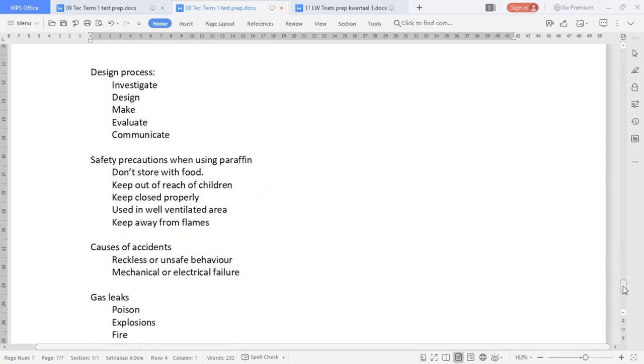Let's have a look at the design process. So the design process, for a lot of you, it's something that you're learning in technology, you learn it off by heart, and it means absolutely nothing to you. But the design process is something that is quite important, and design thinking is a very important way to look at the world.